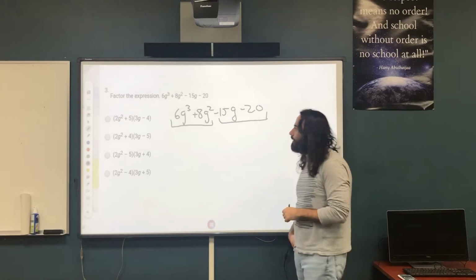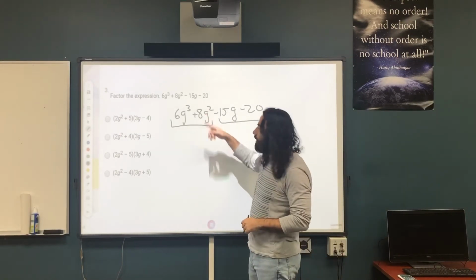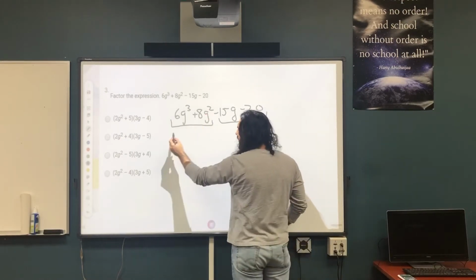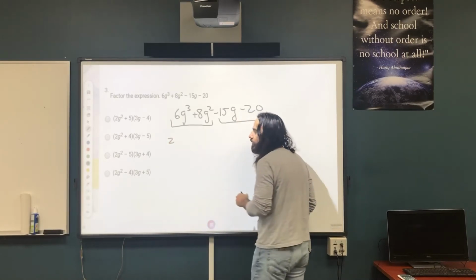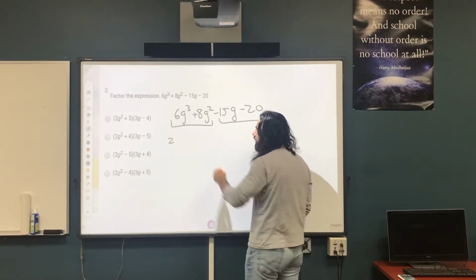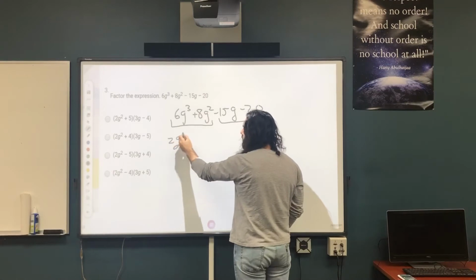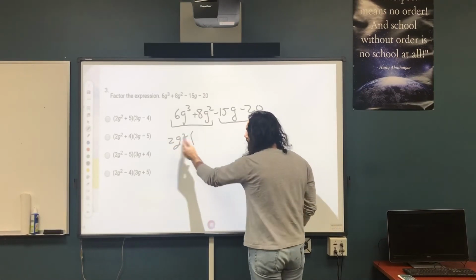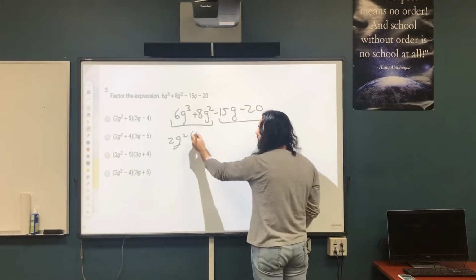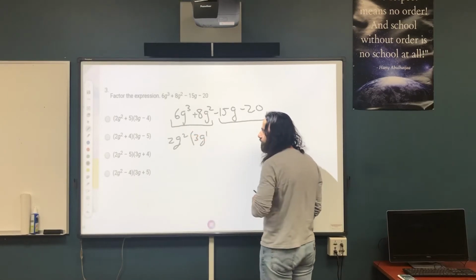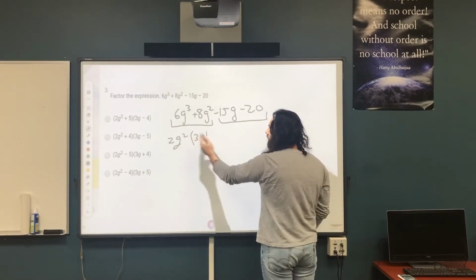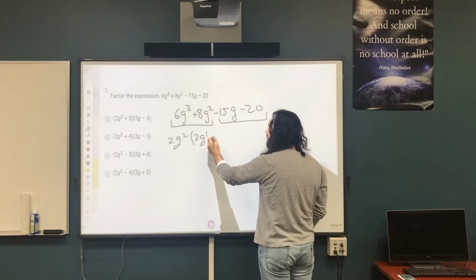Between the 6g cubed and the 8g squared, of course between the 6 and the 8 we have the 2. Okay, that's the greatest common factor. And g cubed and g squared, we take the g squared. 2g squared times how much gives you 6g cubed? It's 3g to the power of 1, right? And 2g squared times how much gives you 8g squared? It's 4.